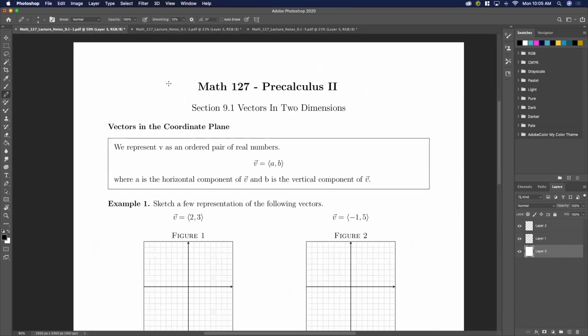All right, so here we're going to be doing vectors in 2 dimensions. We'll touch on some in 3 dimensions. We might do 3 dimensions here and there.